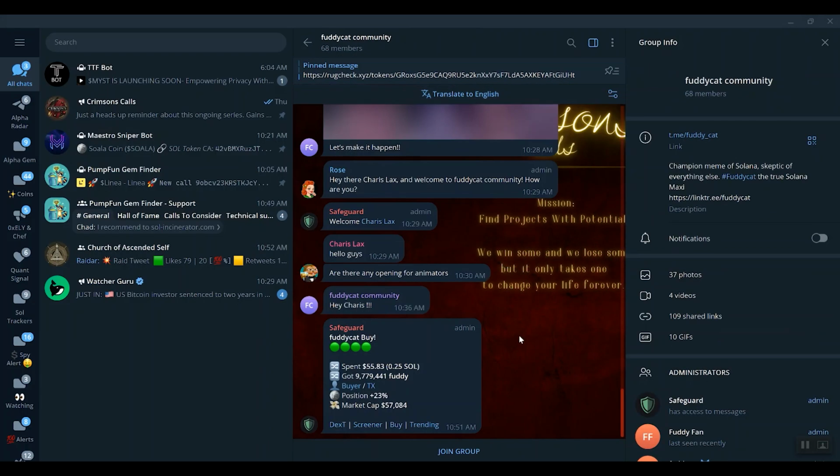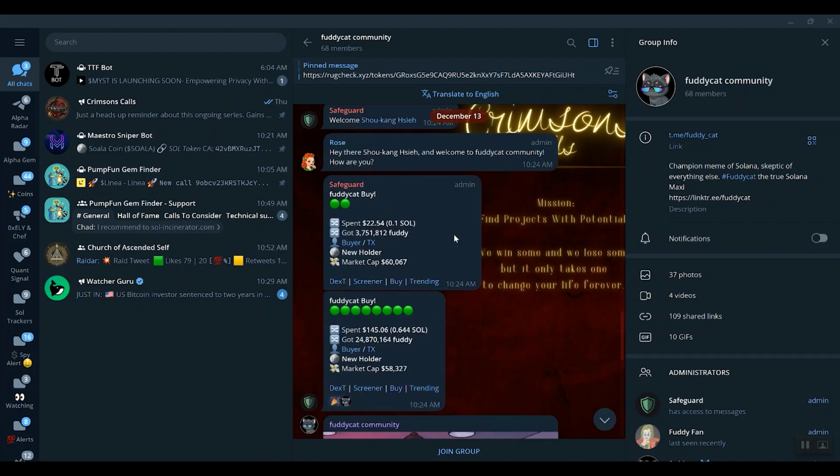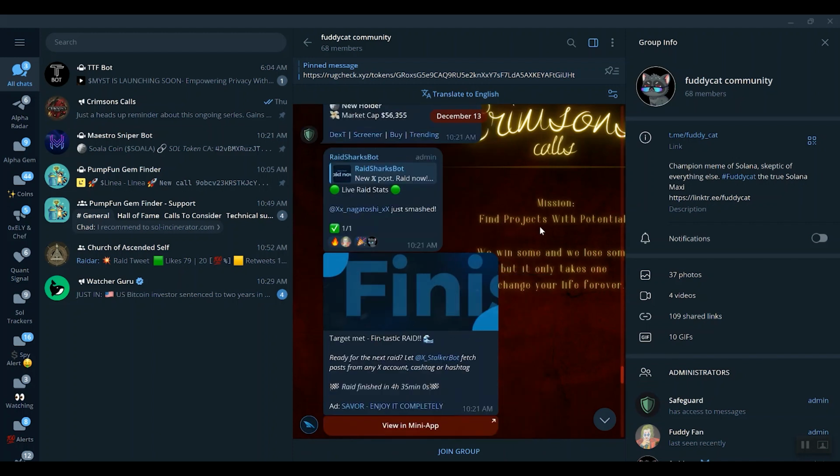Let's take a look at what's going on in the Telegram. So here we go, Fuddy Cat Community. Last buy was 4 minutes ago, 5 minutes ago. That's not bad. And then here, we get a couple of buys. All right. Let's see, rating. They've got some rating going on, which is good.